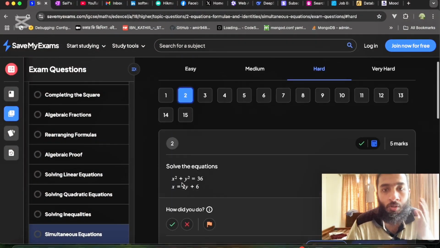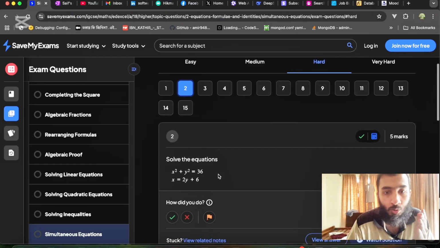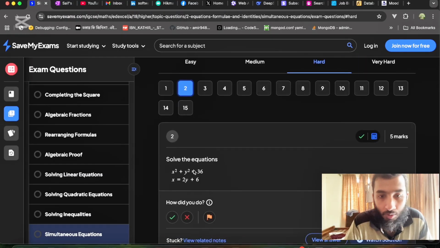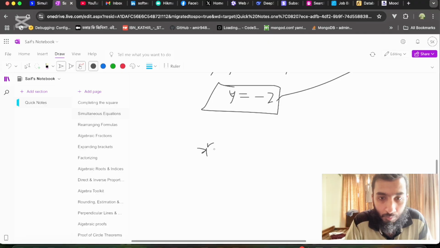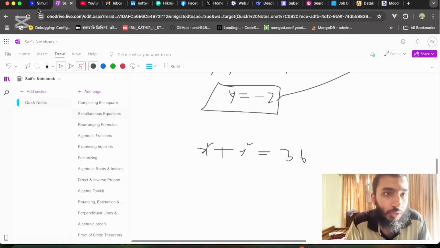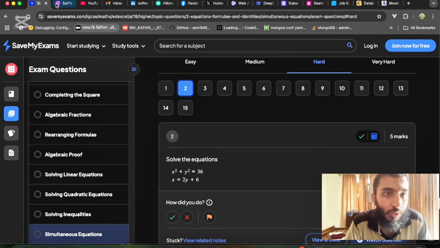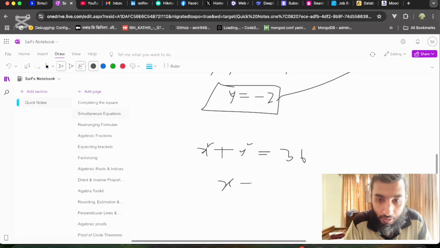So I'll focus on problem number 2. There are two equations given: x squared plus y squared equals 36, and x equals 2y plus 6. You have to solve for the values of the variables x and y. If I use the pen tool and write the equations, x squared plus y squared equals 36 is the first equation given, and x equals 2y plus 6.